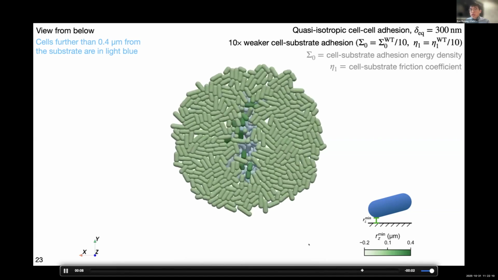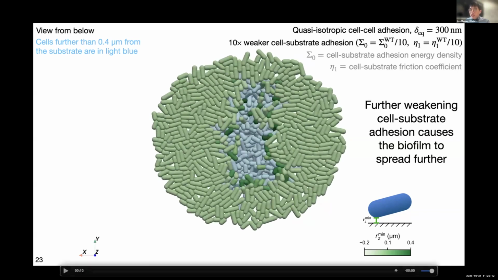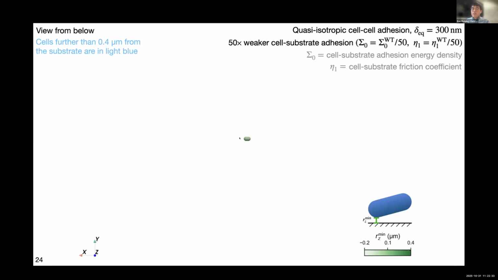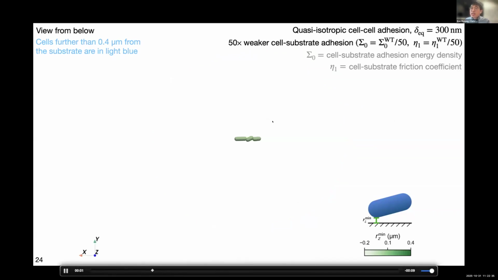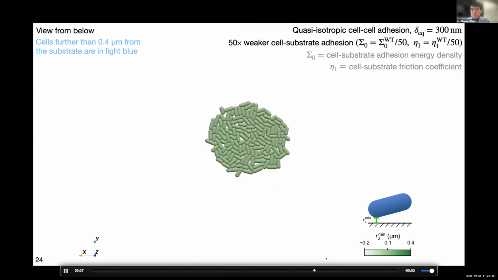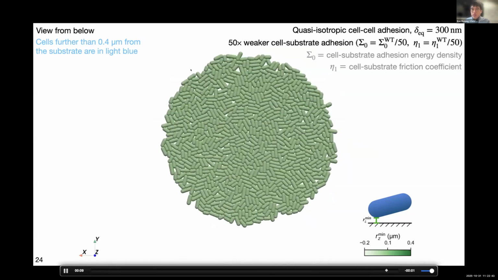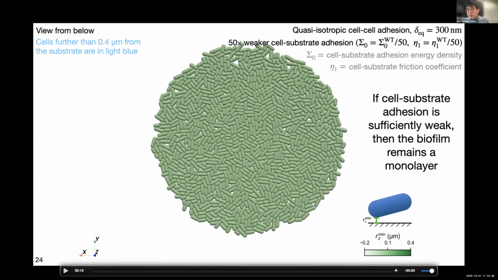But we also see something in addition to that, which is that the biofilm starts to spread further, and that is because the cell-substrate adhesion is coupled to cell-substrate friction, right? And so because the cell-substrate friction has been lowered, the cells will start to spread further. Okay? And so the onset of verticalization, the onset of delamination is also delayed. And if we weaken cell-substrate adhesion enough, so 50 times its wild type value, or 1/50th its wild type value, then we just get a monolayer of cells.